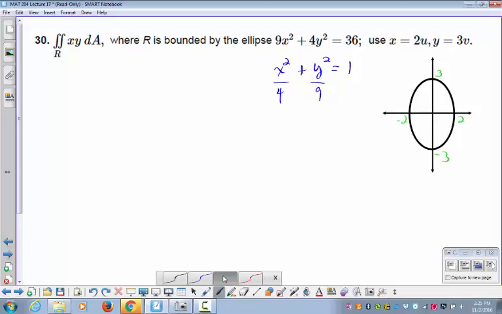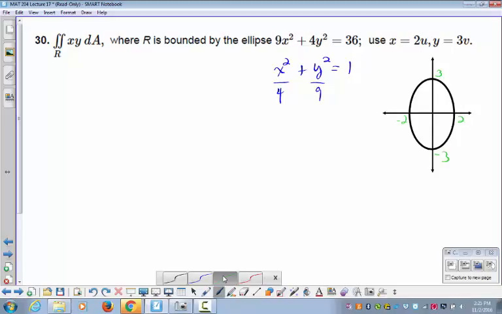Definitely complicated. A circle would be way easier because you have the square root of 4 minus x squared, 4 minus y squared. This, though, you're going to have the extra term in there with the coefficient, so it's not going to be nearly as easy. It might be, but maybe not. Okay, so here's what they tell us. They say, let's convert to the UV system using those substitutions.